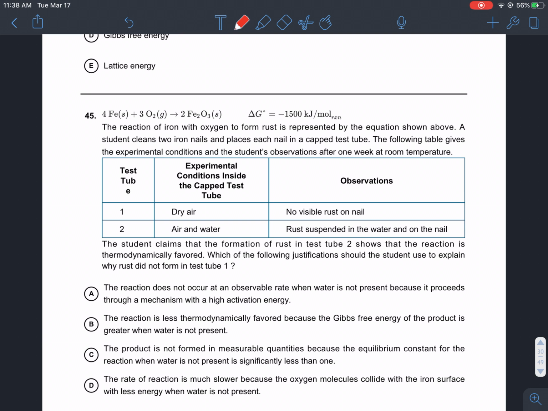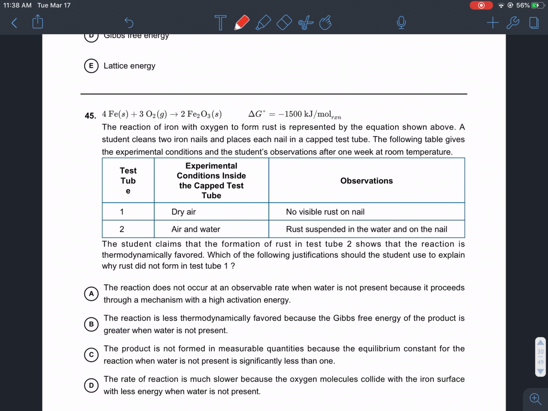Test tube 1, dry air, no visible rust on the nail. Test tube 2, air and water, rust seen in the water and on the nail. The student claims that the formation of rust in test tube 2 shows that the reaction is thermodynamically favored. Which of the following justifications should the student use to explain why rust did not form in test tube 1? A, the reaction does not occur at an observable rate when water is not present because it proceeds through a mechanism with a high activation energy. Water is the catalyst that allows oxygen and iron to react.